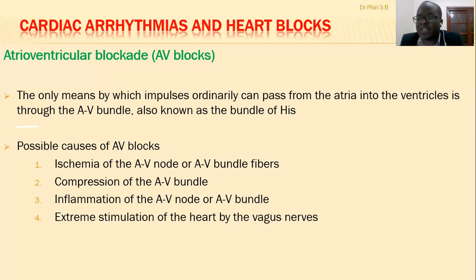The M2 receptors, or muscarinic receptors number 2, have a negative chronotropic effect on the heart, a negative dromotropic effect on the heart, and a negative inotropic effect on the heart. So they are going to reduce the conductivity of action potentials. That will bring about heart blocks.